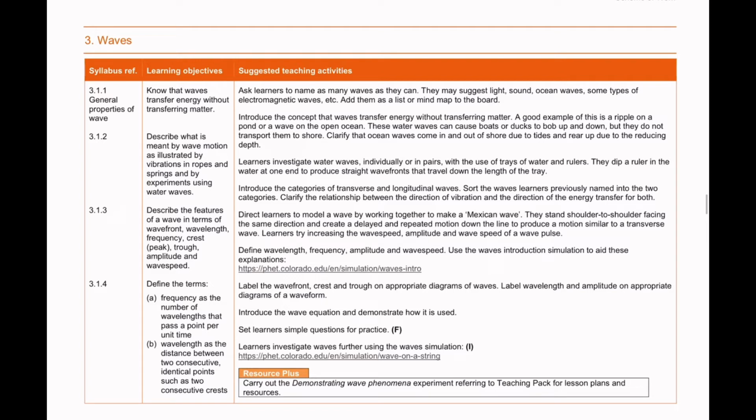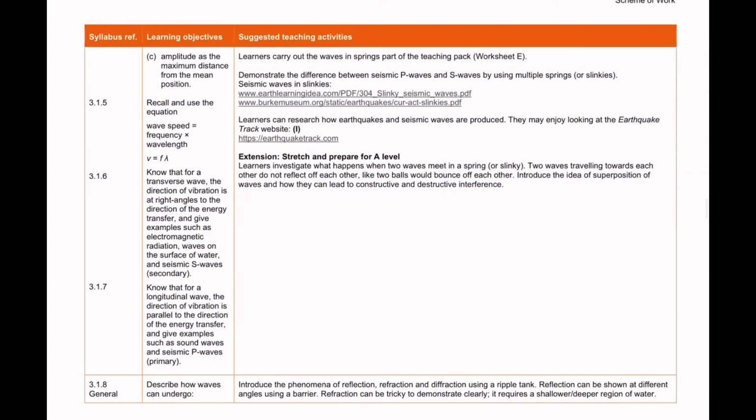Define the terms. A. Frequency as the number of wavelengths that pass a point per unit time. B. Wavelength as the distance between two consecutive identical points, such as two consecutive crests. C. Amplitude as the maximum distance from the mean position. Recall and use the equation: wave speed is equal to frequency times wavelength, or v equals f lambda.